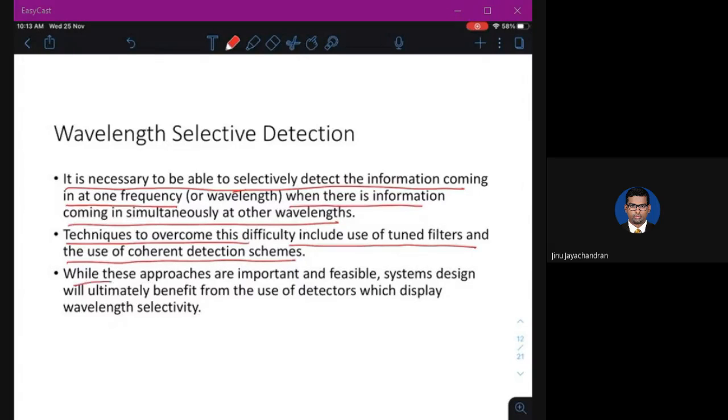While these approaches are important and feasible, systems ultimately benefit from the use of detectors which display wavelength selectivity. So instead of using this extra component of tuned filters and coherent detection schemes, what if we can create a photodetector which itself will detect a separate wavelength within the hundreds of wavelengths, and that we are going to see.